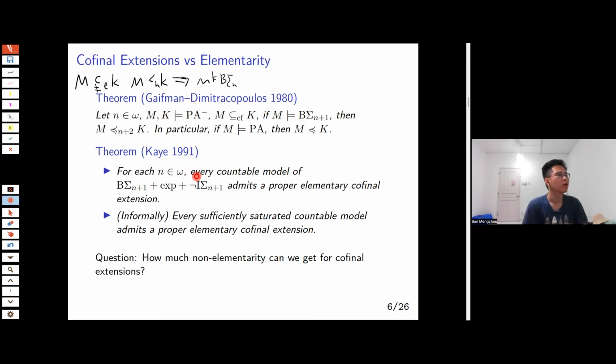And today we'll look at the other direction, which is how much non-elementarity can we get. So we always get n plus 2, then can we have non-n plus 3? Or can we have the elementarity fail at each specific level? So these are the questions we are going to answer.